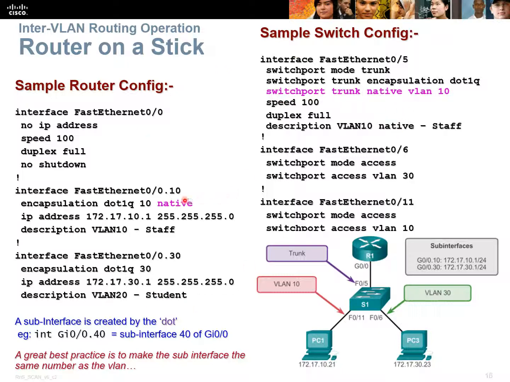Now I've got this command, switchport trunk native VLAN 10 in purple, and this command in purple as well. They have to match. So you either have them both, or you don't have anything at all, and just allow the native VLAN to be 1. Remember, the native VLAN exists for traffic that cannot be tagged. So all traffic in the native VLAN is untagged. So if we say encapsulation dot1q 10 native, that means it won't actually be tagged.